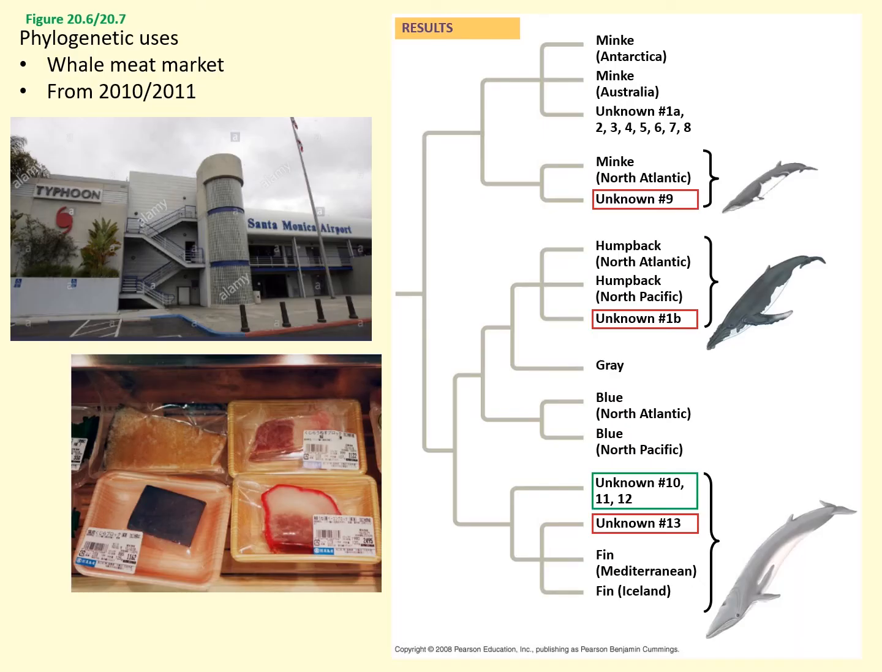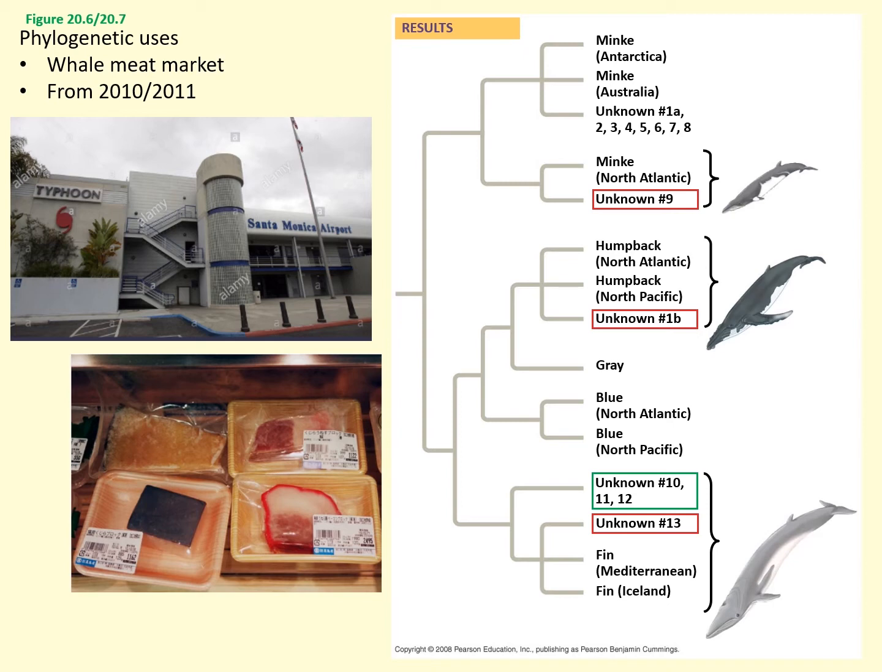And so phylogenetic trees, they might not be used for a whole lot of different things, but I will talk briefly about why you should understand phylogenetic trees towards the end of the chat. Phylogenetic trees were actually used to discover some whale meat being sold in a Santa Monica restaurant. The parent company is Typhoon. I forget the actual company's name, but the two Japanese chefs were illegally selling whale meat in the U.S. and serving it at a Japanese restaurant in the Santa Monica airport.